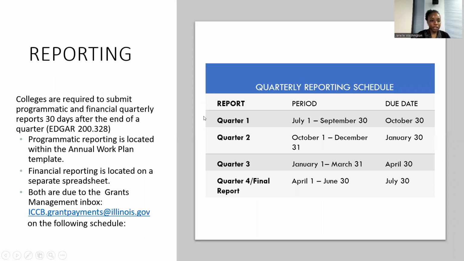So reporting. Colleges are required to submit programmatic and financial quarterly reports 30 days after the end of a quarter. Programmatic reporting is located within the annual work plan template. Financial reporting is located on a separate spreadsheet. Both of these are due to the grants management inbox that is located at the bottom, and you can see the quarterly reporting schedule.